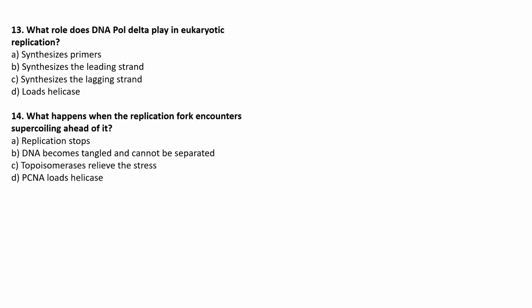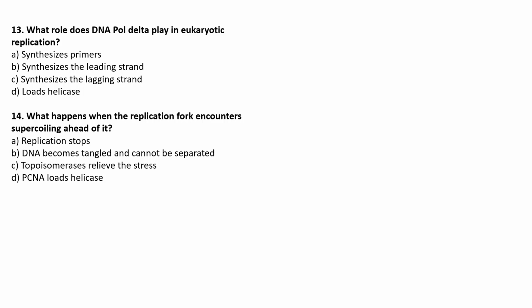Okay. And then what happens when the replication fork encounters supercoiling ahead of it? Someone had confused this one with helicase earlier. So what do you think the answer is, guys? Option C. That's correct. Great. Topoisomerases, they relieve what is called torsional stress. Very good. It's option C.